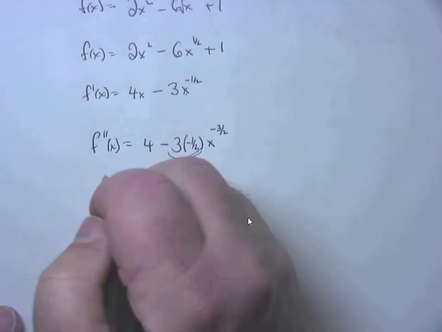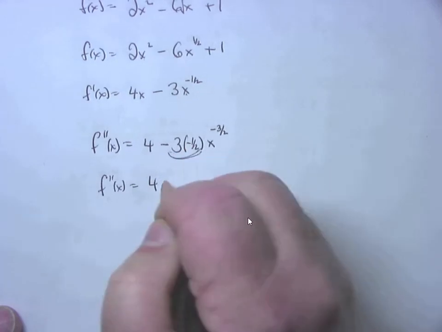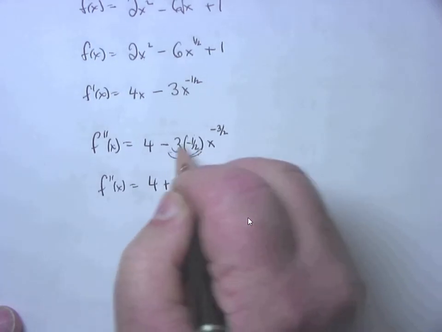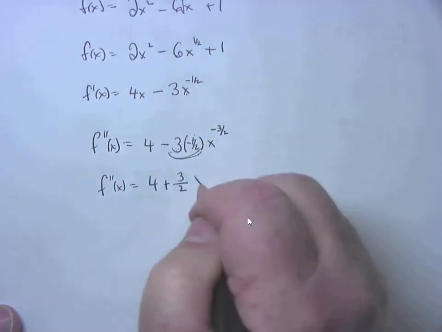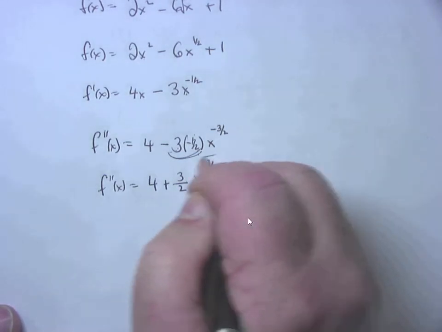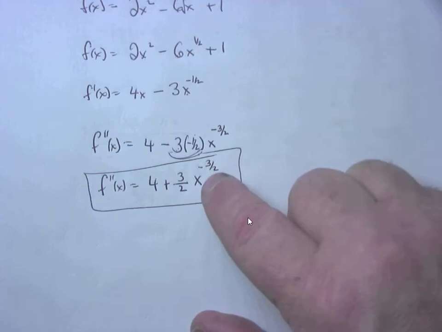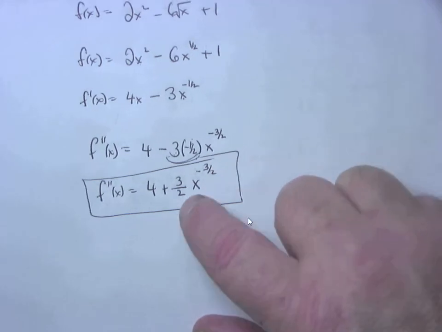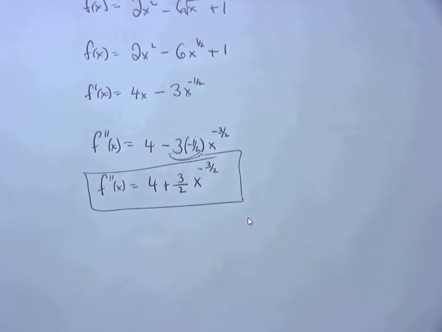So f double prime of x would be equal to 4. A negative times a negative is a positive. 3 times a half, 3 times 1 is 3, divided by 2, so that's 3/2, x to the negative 3/2. There's my second derivative, and this time I'm going to type it in exactly like this. I could clean it up by putting this x to the negative 3/2 down the bottom, which makes it 3 over 2x to the positive 3/2. That's just semantics. It'll take it either way.